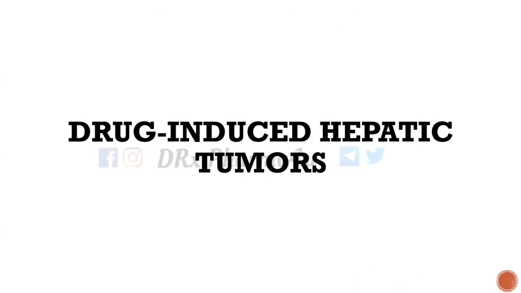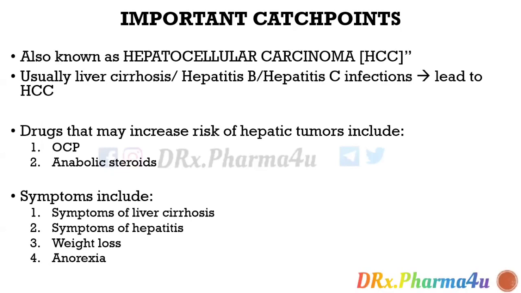Now we come to the last topic, and that is drug-induced hepatic tumors. It is also known as hepatocellular carcinoma. This is usually associated with liver cirrhosis, hepatitis B or hepatitis C infections. They usually lead to this. But for example, if you are having liver cirrhosis or hepatitis B or C infection, and then you are under oral contraceptive therapy for a long time or anabolic steroids for a long time, then the condition of hepatocellular carcinoma may get aggravated.